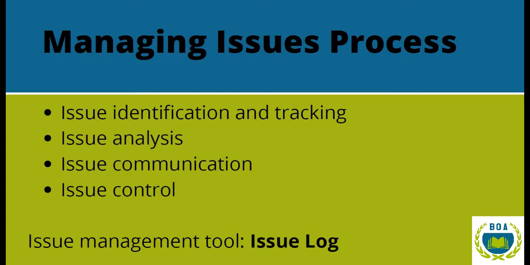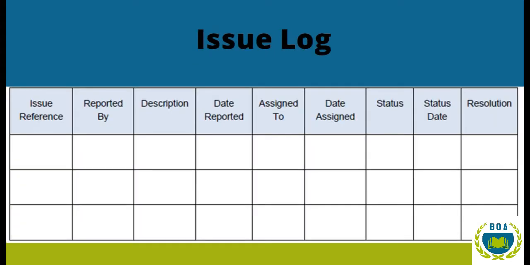And one good issue management tool to use is an issue log. This will help with effective issue control. Here we have an example of the issue log, and in the issue log we're recording information about the issue, about timing, about who is responsible for managing the issue, and finally, when is the issue resolved. Having an issue log makes sure that issues are recorded and they're being managed. They're not overlooked or forgotten about.